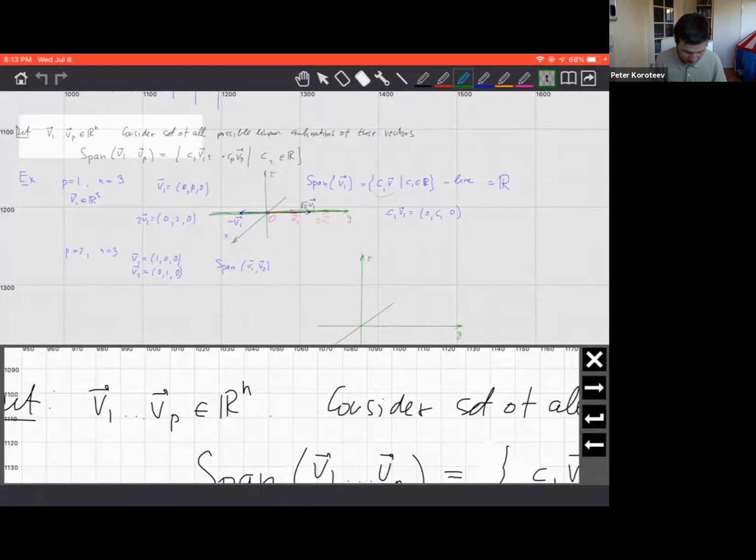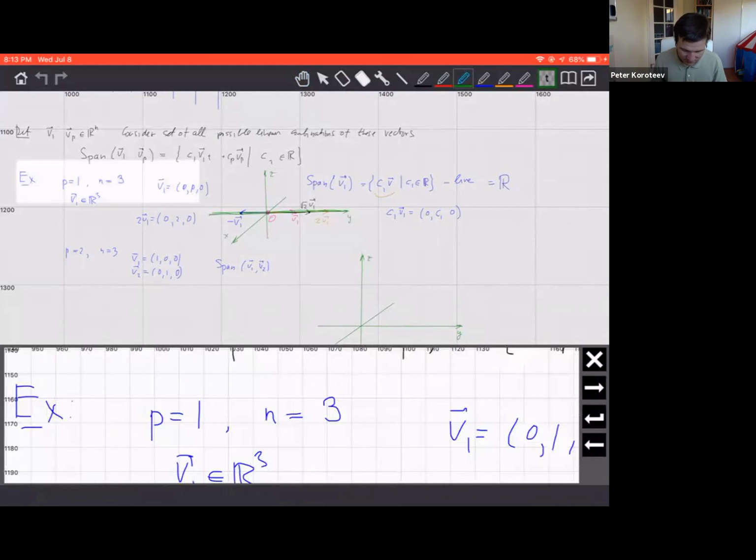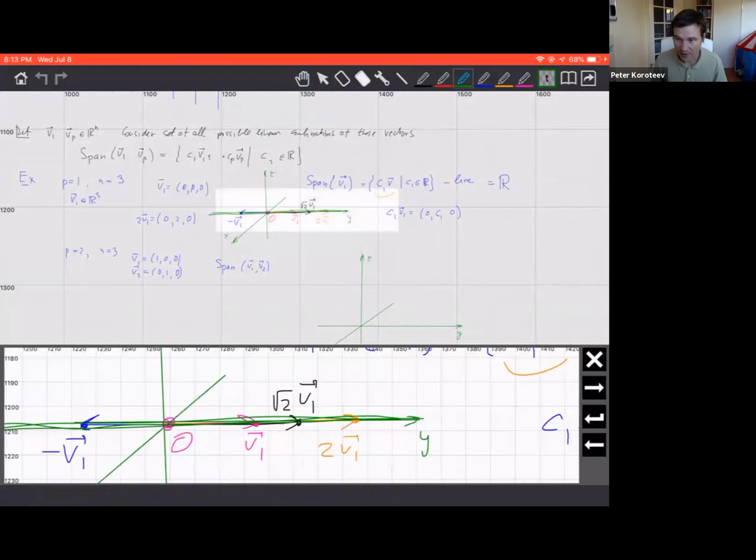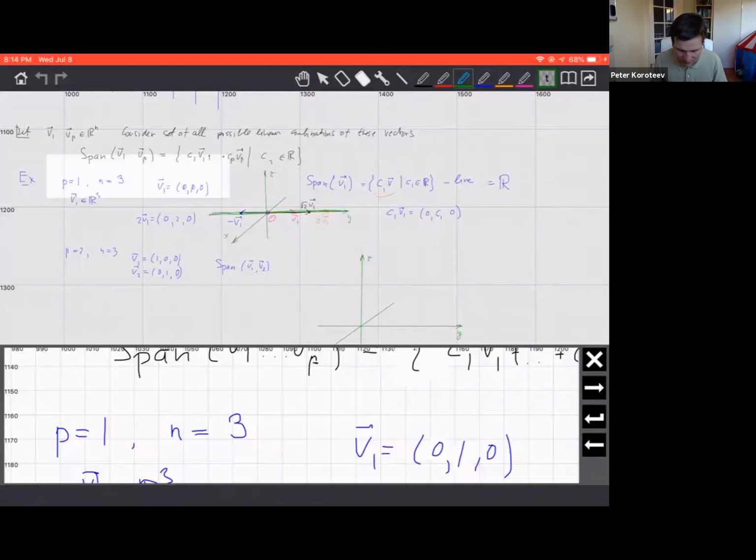So in the first example, we had 1 vector in 3-dimensional space, and that gave us a line, right? The fact that it's a 3-dimensional space didn't really matter too much. If we had a 10-dimensional space, it would still be the same. It will still be a line, just all other components will be zeros.